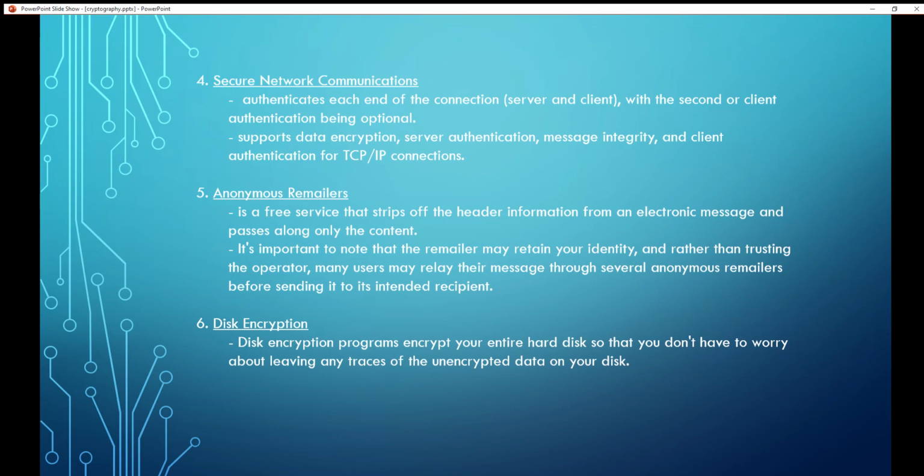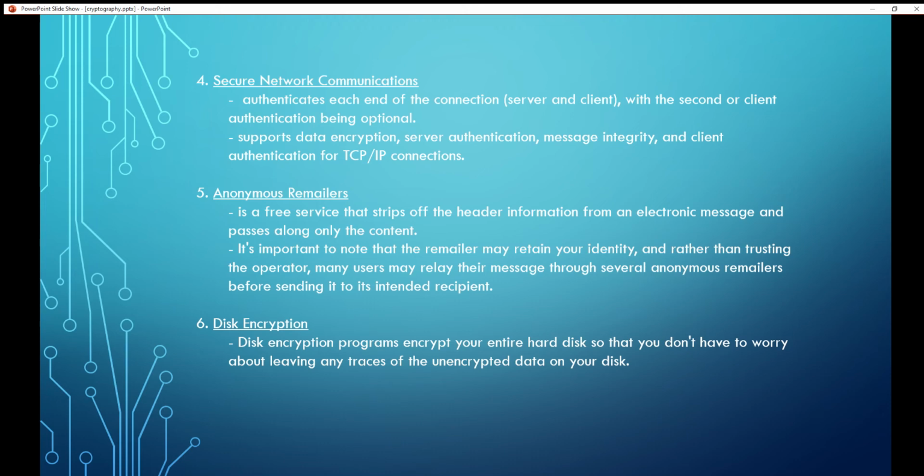Fourth, authentic secure network communications authenticates each end of the connection, server and client, with the second, client authentication, being optional. Supports data encryption, server authentication, message integrity, and client authentication for TCP/IP connections.